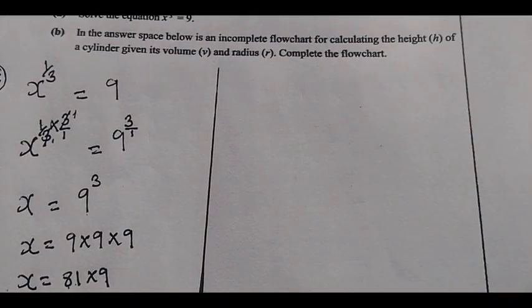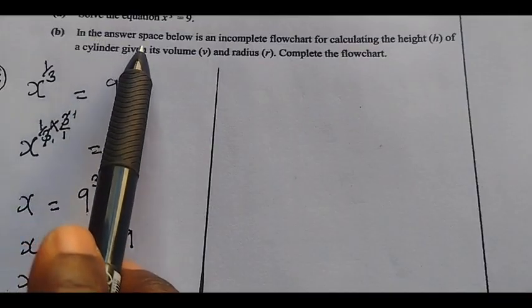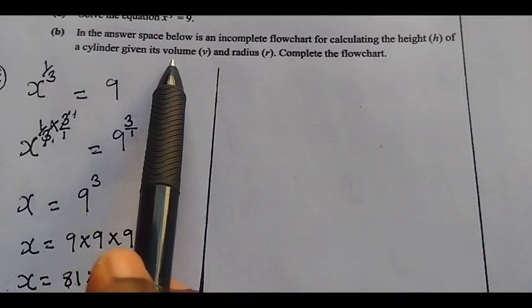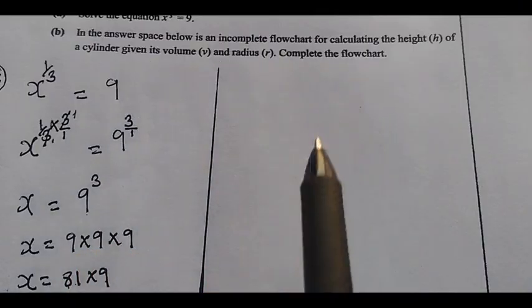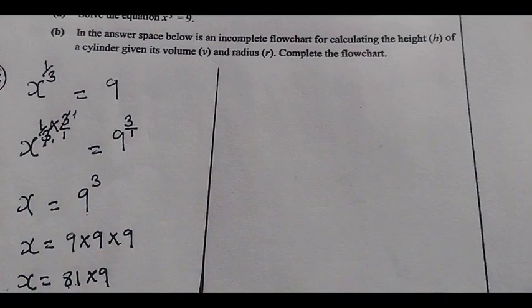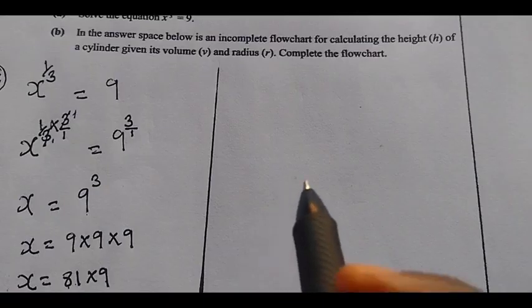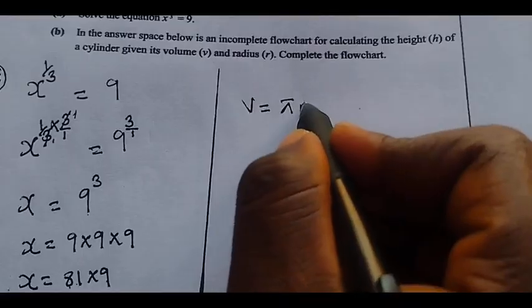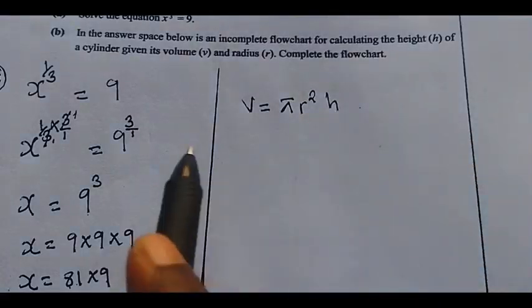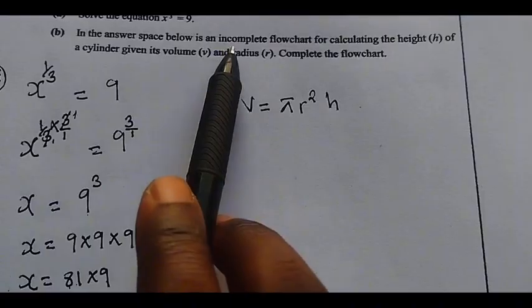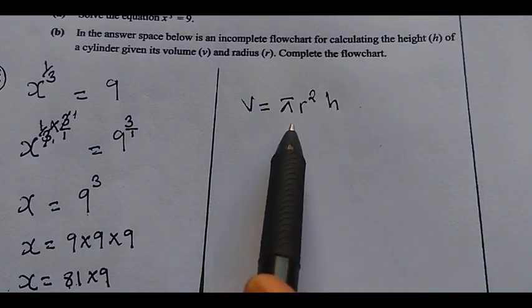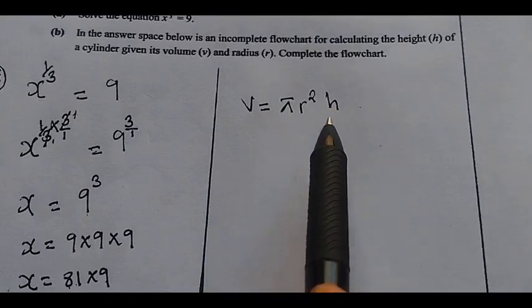Now let us come to question B. Here is our question B. In the answer space below is an incomplete flowchart for calculating the height of a cylinder given its volume and radius. Complete the flowchart. So first thing, before we complete the flowchart, we need to come up with the formula for the volume of the cylinder, which is volume is equal to pi r squared h. They are calculating height, so you have to make h the height the subject of the formula.